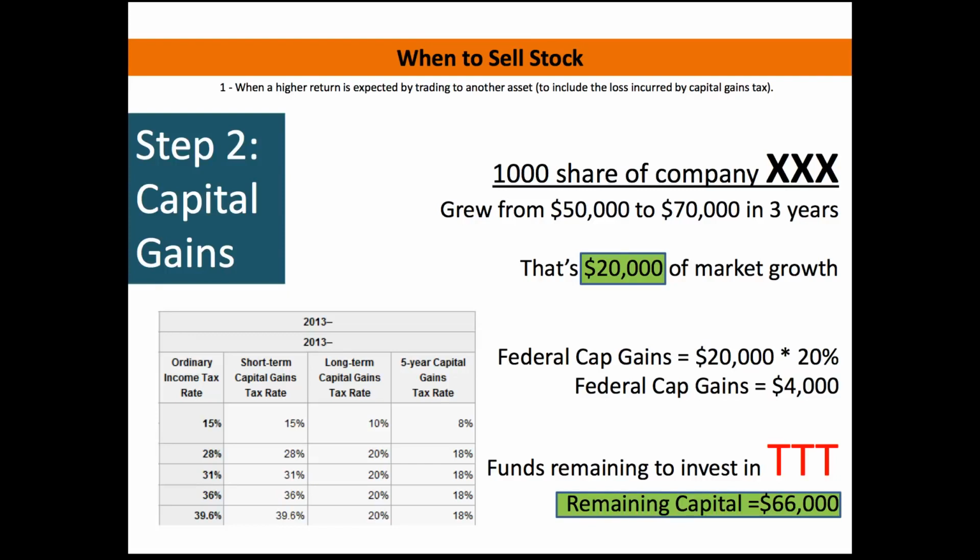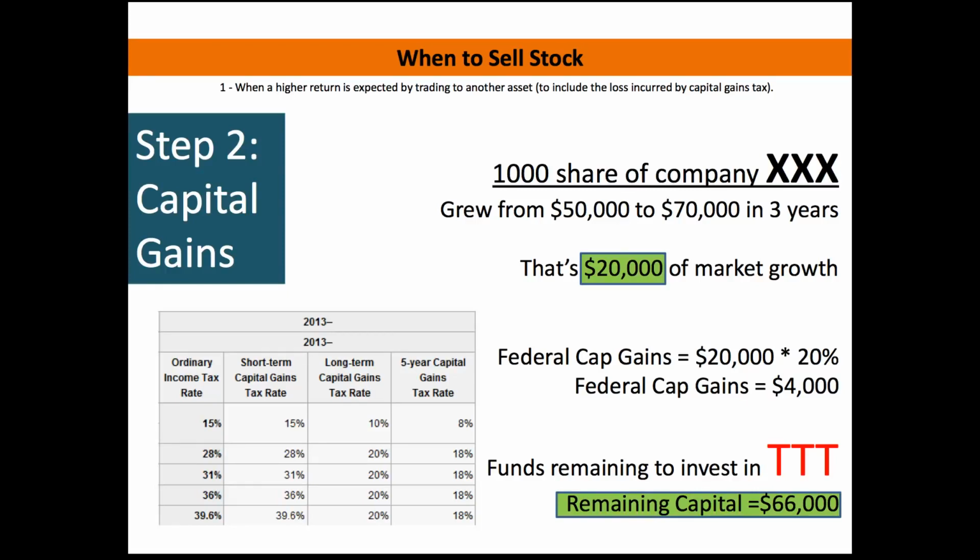And so since we're trying to invest in company TTT, we know we're only going to have $66,000 to invest in that company. So this is something that's really important that you have to account for, because a lot of people might see, oh, well, you're getting an extra percent more by transferring it into another company, but you have to pay the capital gains.